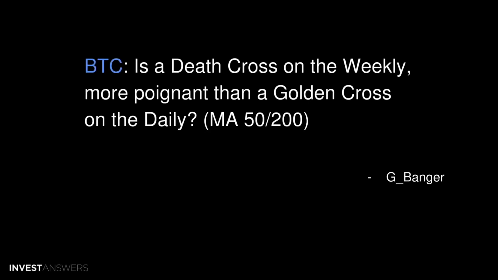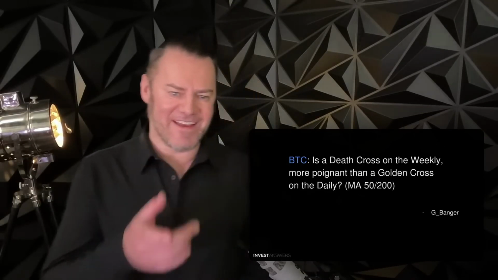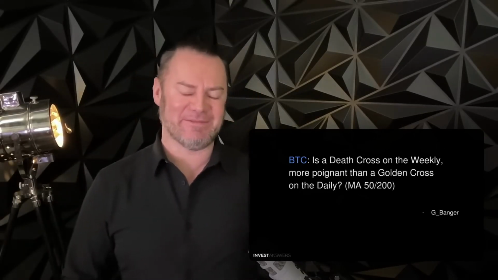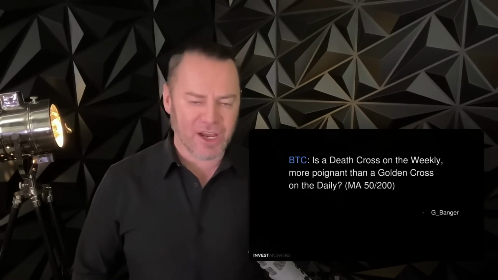Is a death cross on the weekly more poignant than a golden cross on the daily? The MA 5, 50-200. This drove me bonkers last week, because everybody's saying, oh, golden cross and 50 doesn't matter. You've got to look at the death cross.